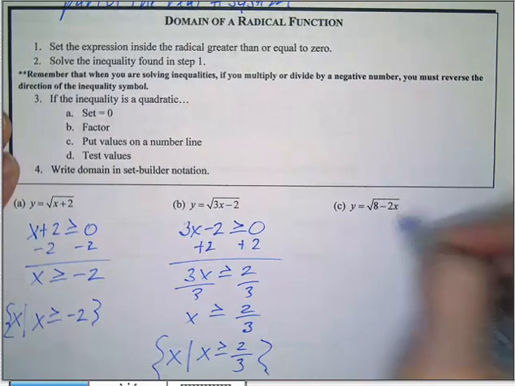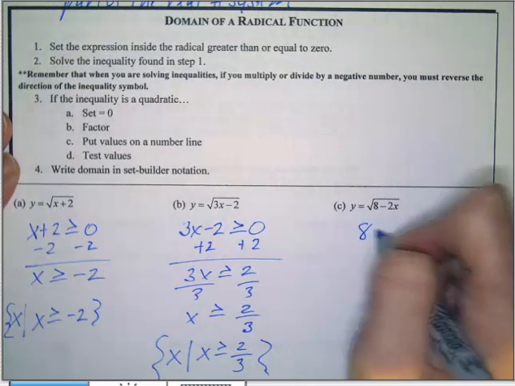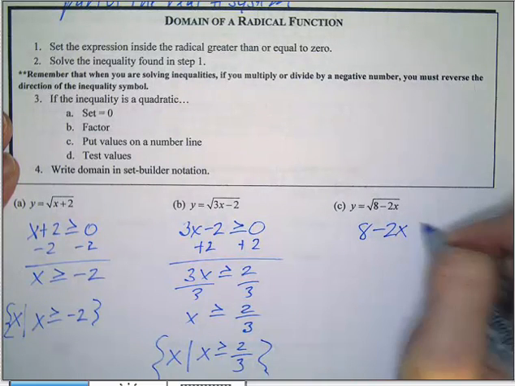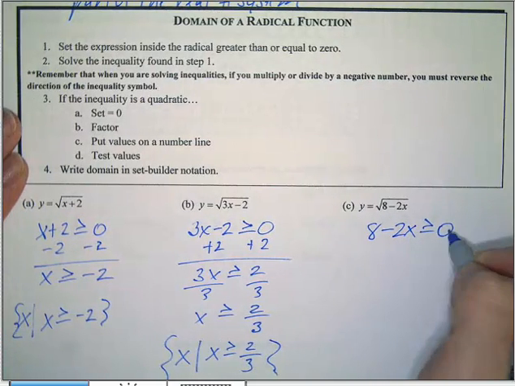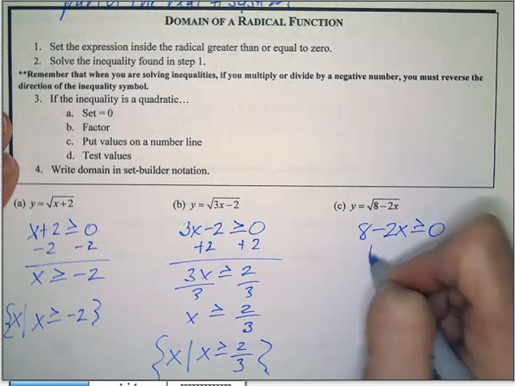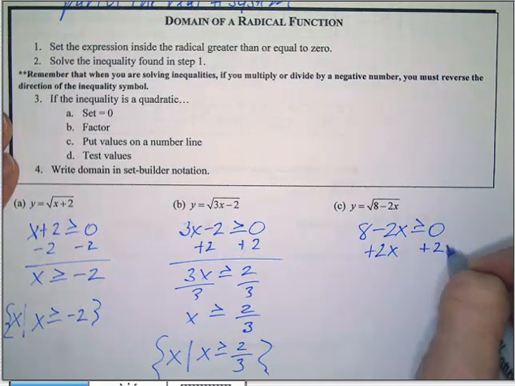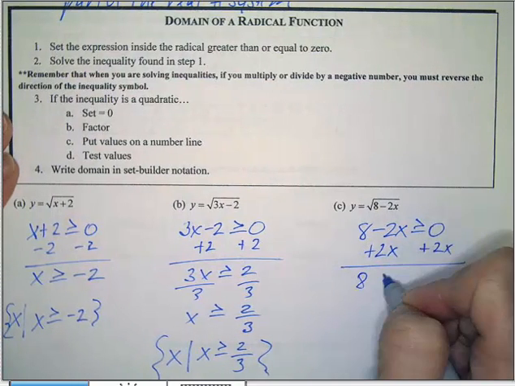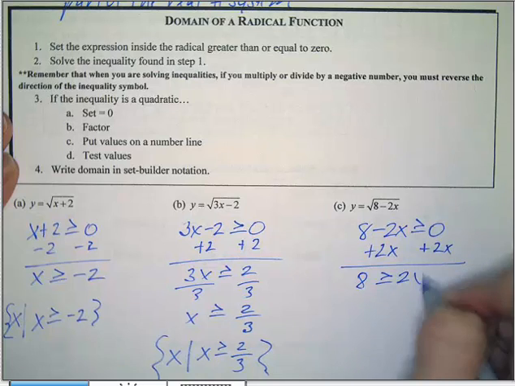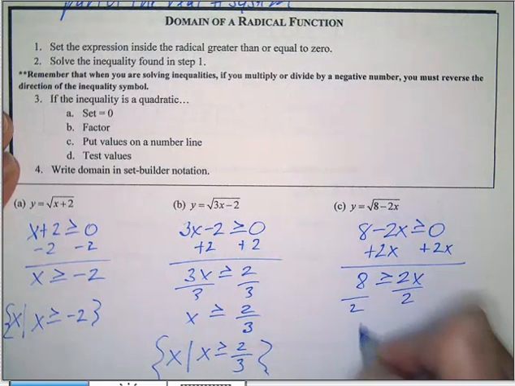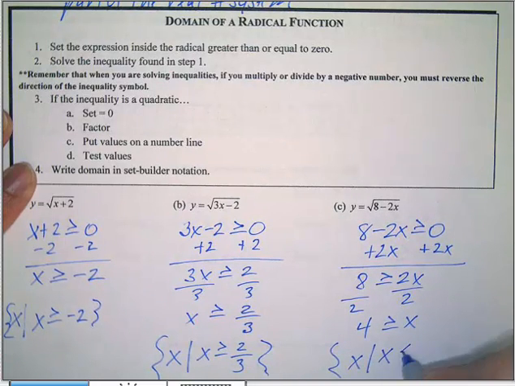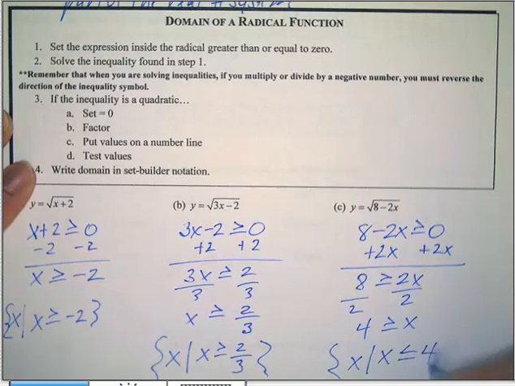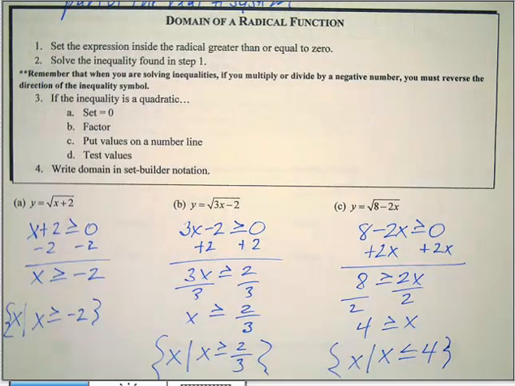And the last one, again, set it greater than or equal to 0. I'm going to add the 2x over, so that it's not negative, because I don't want to have to deal with switching the inequality sign. So 8 is greater than or equal to x, divide by 2, 4 is greater than or equal to x. So x such that x is less than or equal to 4. So those are my domains.